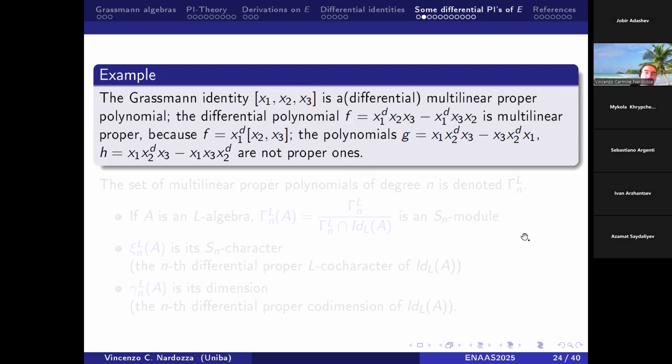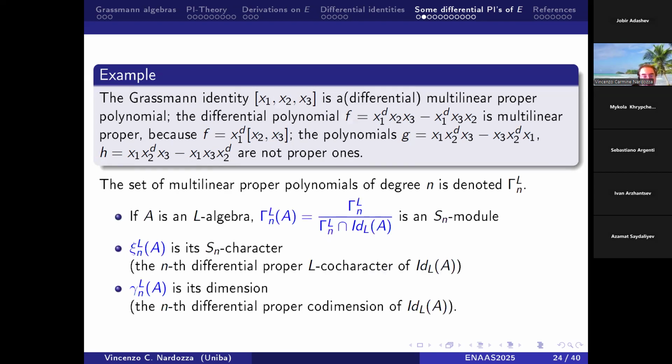The differential polynomial f, which is written here in normal form but can be written this way, is a multilinear proper polynomial because it is a product of a commutator of length 1 and a commutator of length 2. And all ordinary letters occur in commutators only. Instead, the polynomials g and h in this example are multilinear, differential, but not proper ones. Why use these proper polynomials? Because, okay, denote by Gamma_n^L this set of polynomials.